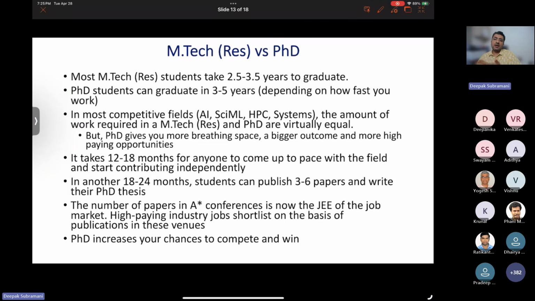So it's like, do you want a medium size popcorn or a large size popcorn when you go to PVR to watch Dhurandhar 2? Do you choose medium or large? The price difference is too small, so might as well choose large. That's the idea of selecting a PhD.